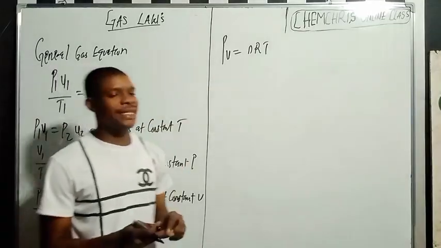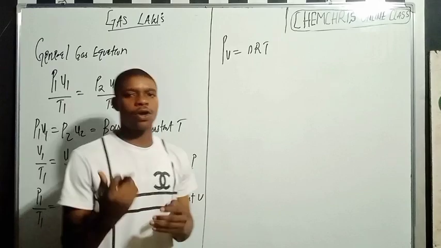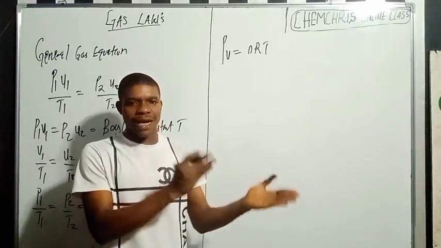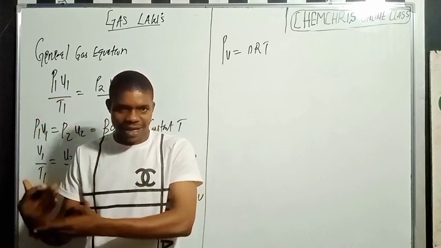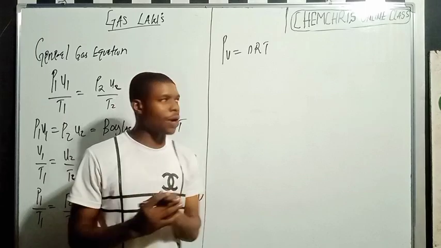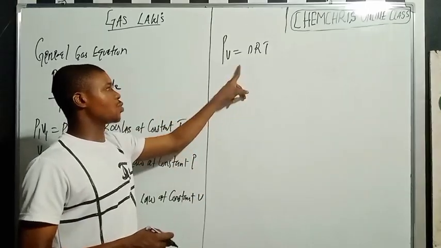Let's break this down, because at times in the exam they ask: what is the mole of the gas? What is the mass of the gas? What is the density of the gas? These are the types of questions you normally see in your exam. So we are going to break this down. PV equals nRT.